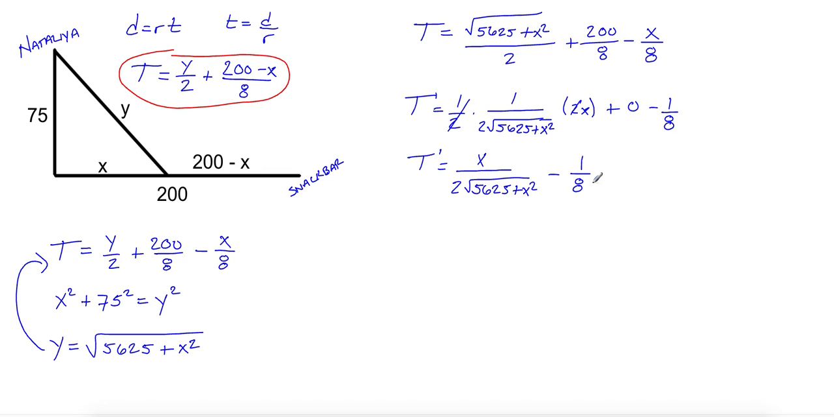All right. So what we're going to do now is take our derivative and set it equal to 0 in order to minimize it. So I'm going to take this equation for t prime, make sure that it equals 0, and find the solution. First thing I'm going to do is add the 1/8 to the other side. So now I have x over 2 times the square root of 5625 plus x squared is equal to 1/8. If we cross multiply that, we get simply that 8x is equal to 2 times this whole square root.